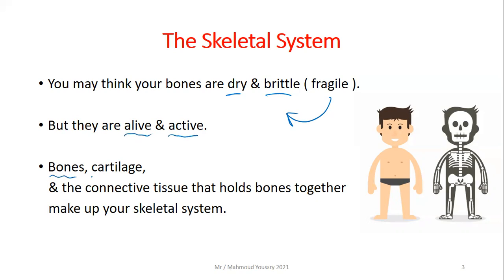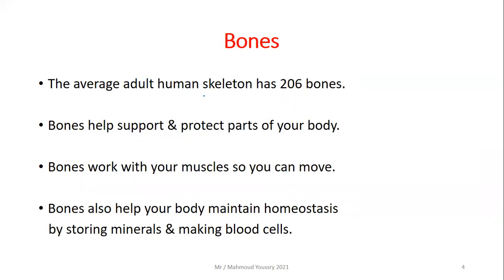The bones, cartilage, and the connective tissue that holds the bones together make up your skeletal system. The cartilage is the white part that covers the tips of our bones. These all make up your skeletal system. The average adult human skeleton has about 206 bones.